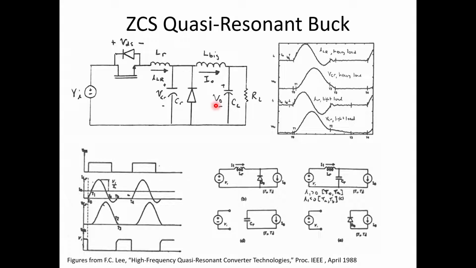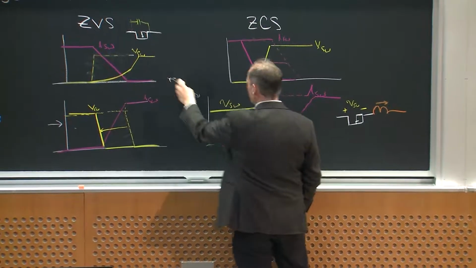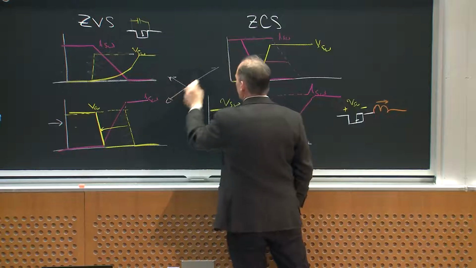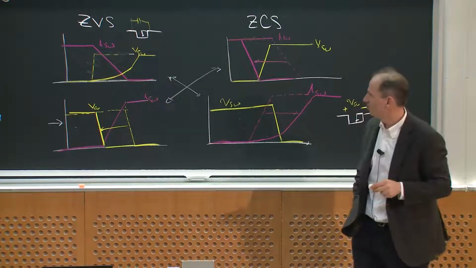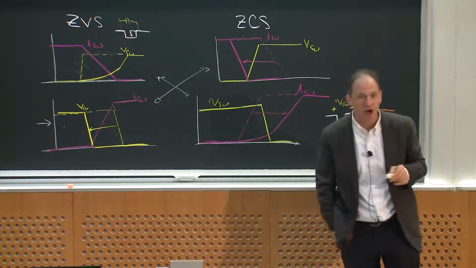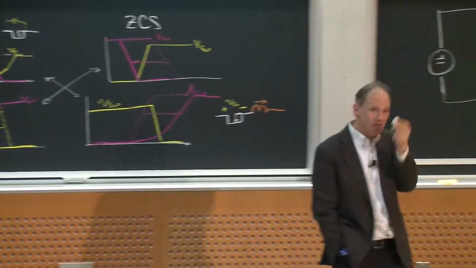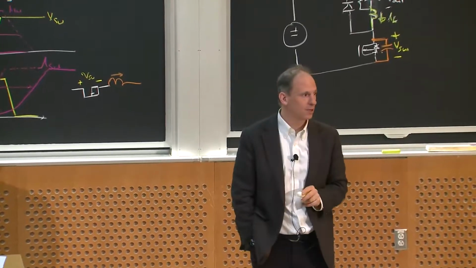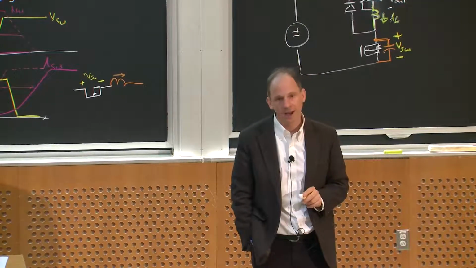That's a zero voltage switching example. And you can see, by the way, there's sort of a duality between ZVS turn off and ZCS turn on, and ZCS turn off and ZVS turn on, okay? So you can do any combination of these techniques that you want. They're not all created equal, however, okay? Why?